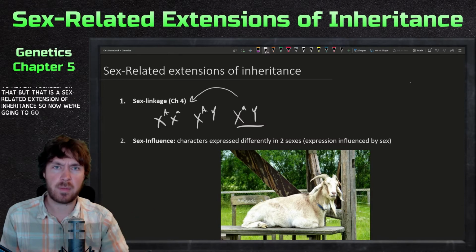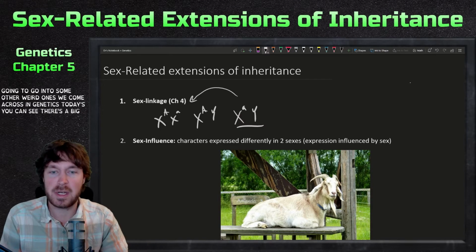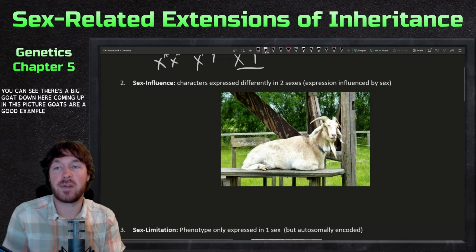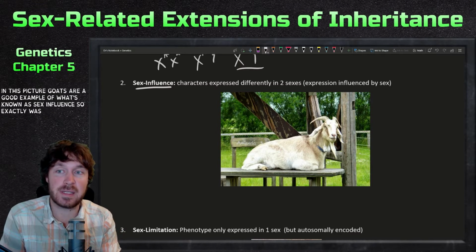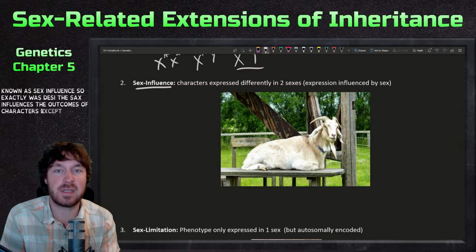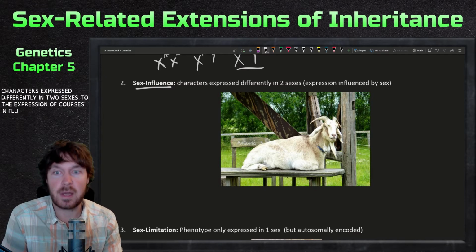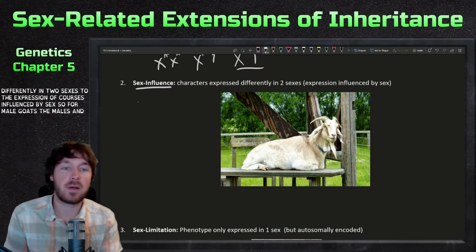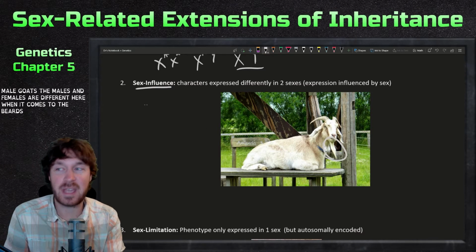So now we're going to go into some other weird ones we come across in genetics today. As you can see, there's a big goat coming up in this picture. Goats are a good example of what's known as sex influence. So exactly what it says, the sex influences the outcome. Characters express differently in the two sexes. The expression, of course, is influenced by sex. So males and females are different here when it comes to the beards. The beards are the key here on goats.